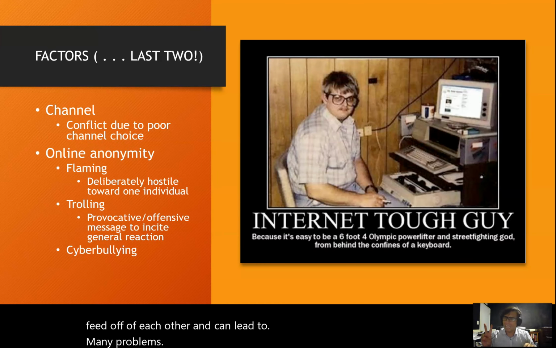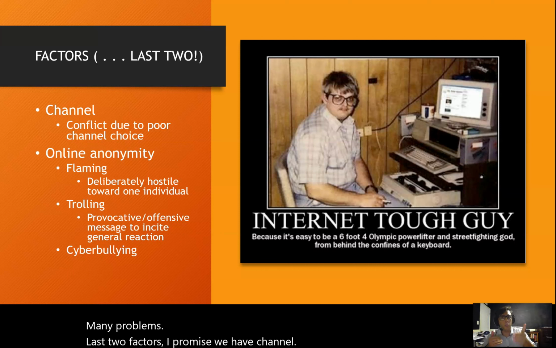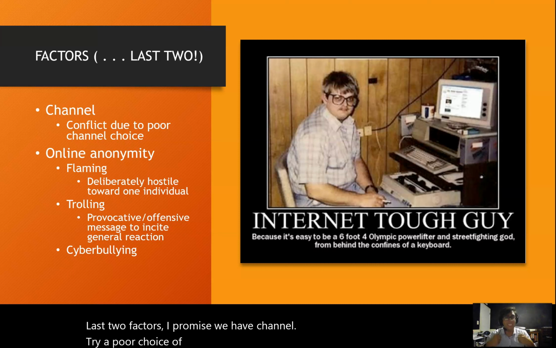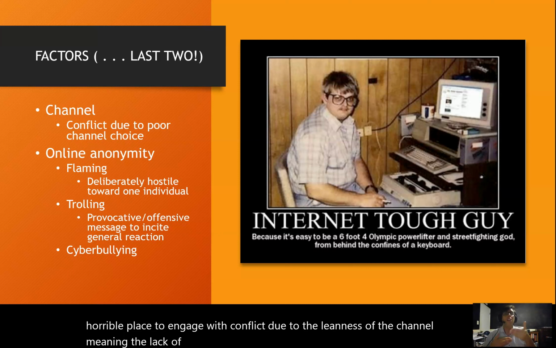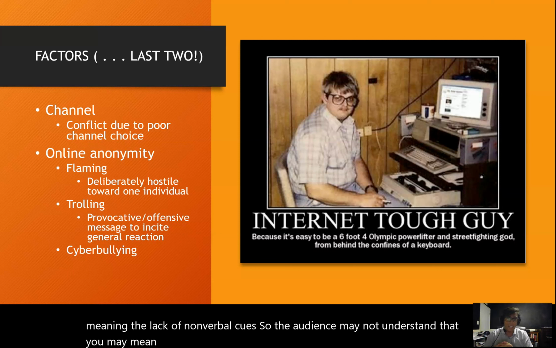Last two factors, I promise. We have channel. A poor choice of channel can influence and increase conflict. Text. Text is a horrible place to engage with conflict due to the leanness of the channel, meaning the lack of nonverbal cues. So the audience may not understand that you may mean something sincerely, and they may perceive it as antagonistic.